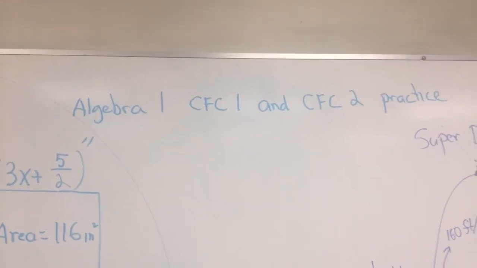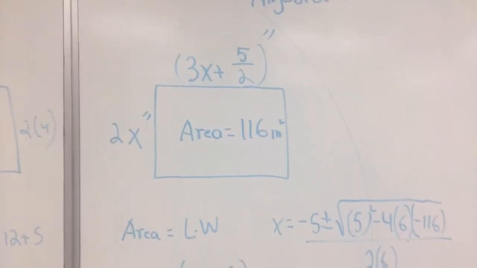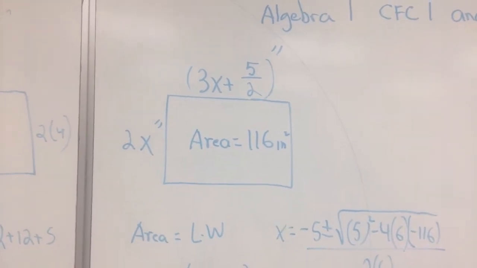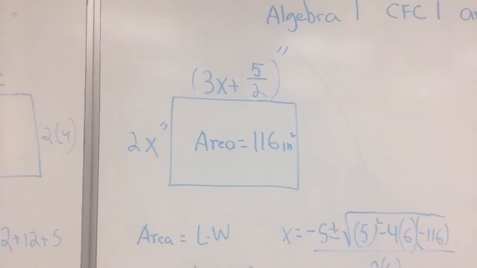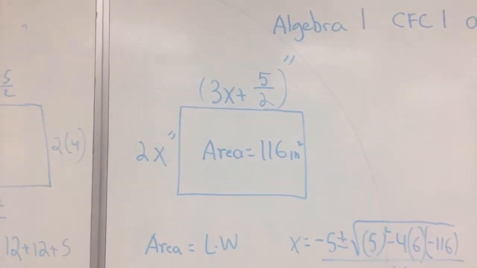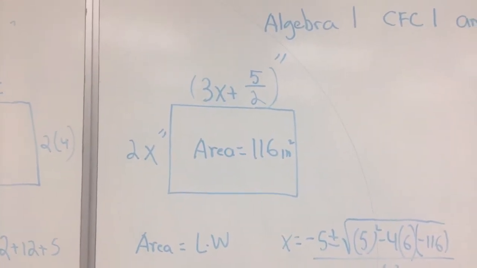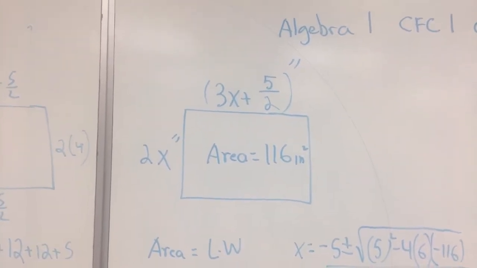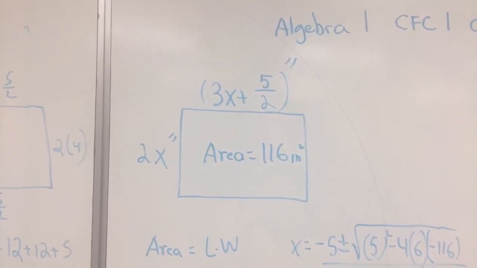Algebra 1, check for comprehension 1, and check for comprehension 2. These are practice problems, okay? Now, the word problem states that you've got a table. And it gives you the dimensions of the table. It tells you the length, and it tells you the width, and it tells you the area. I highly encourage you to draw a picture, okay? Now, the way my problem would read, it's, Bob has a table. It's 3x plus 5 halves long and 2x wide, has an area of 116 square inches. All right? That's how the problem would read. That's the picture I drew from looking at the words.